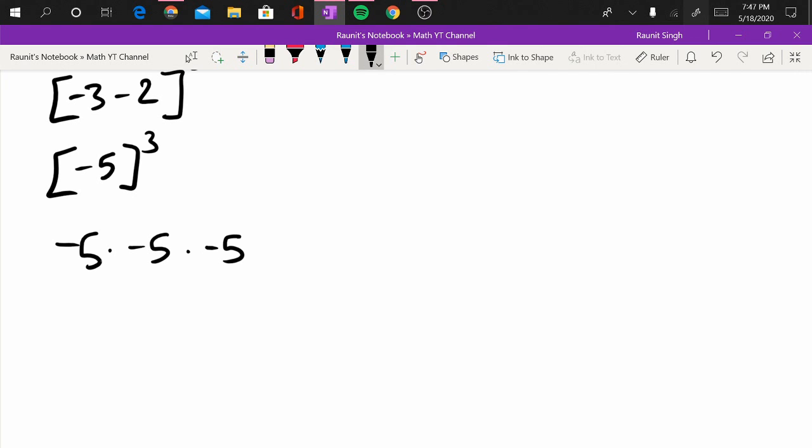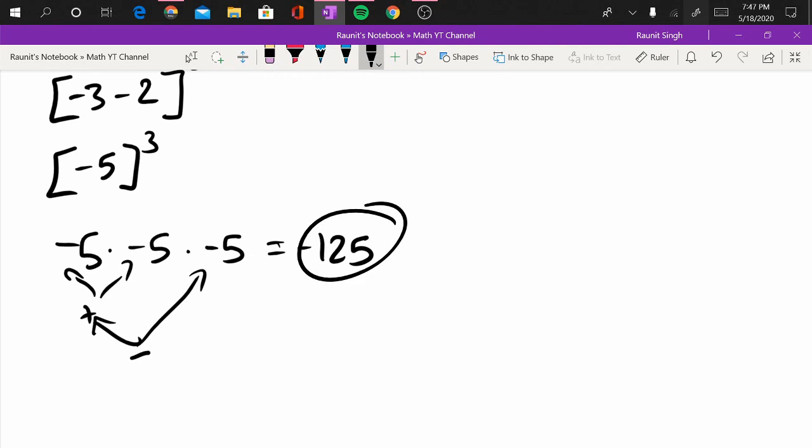Negative times negative is a positive, but a positive times a negative is a negative. So that is negative 125. And that is my last example, everybody.